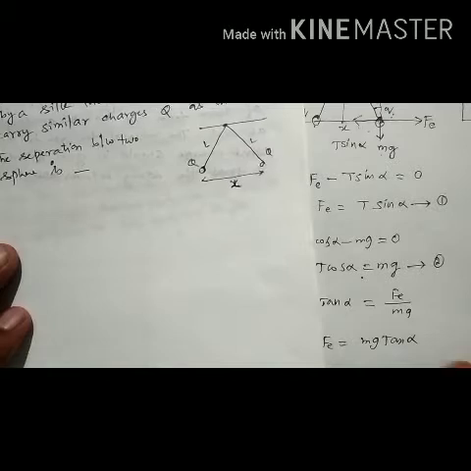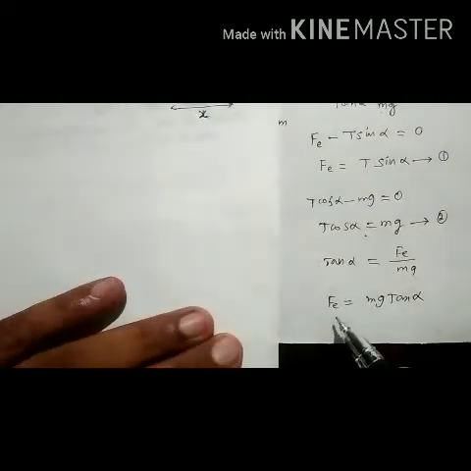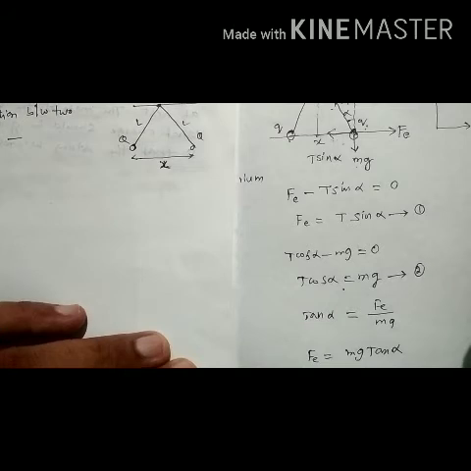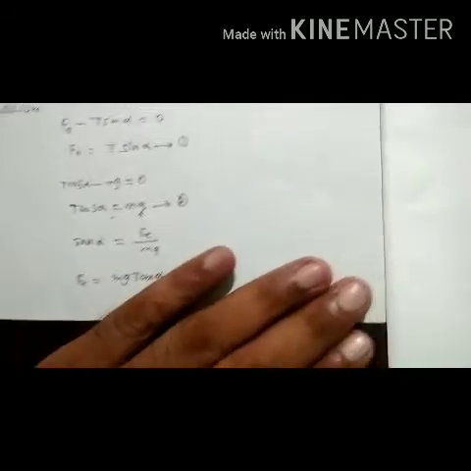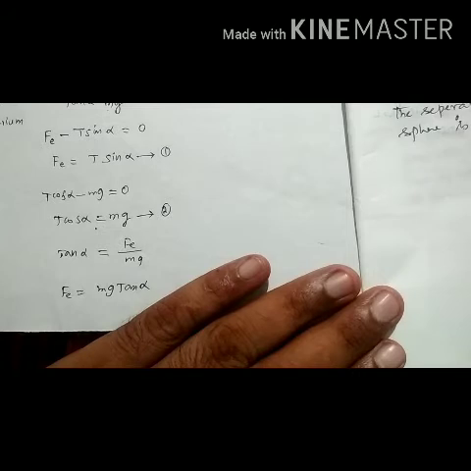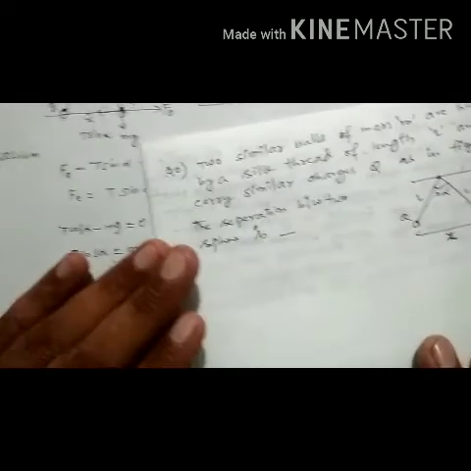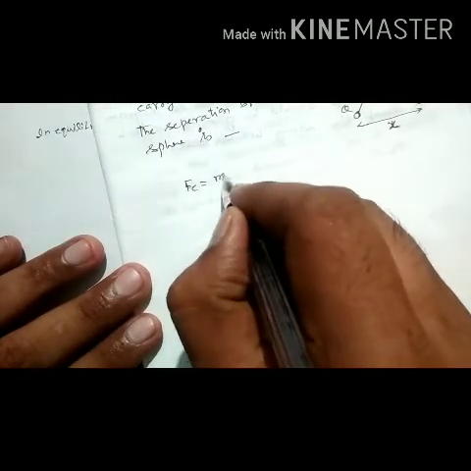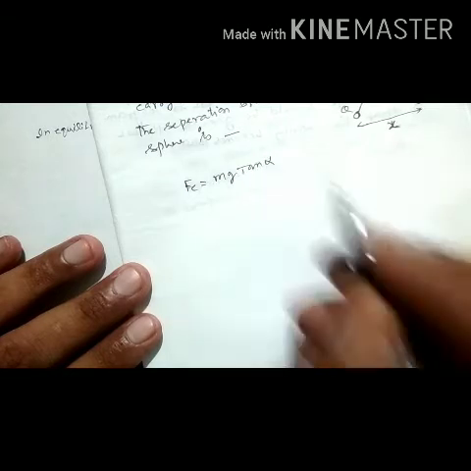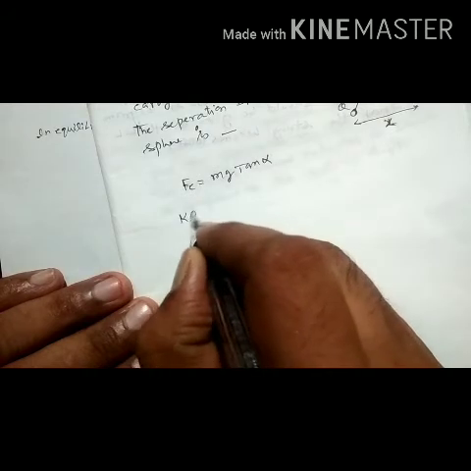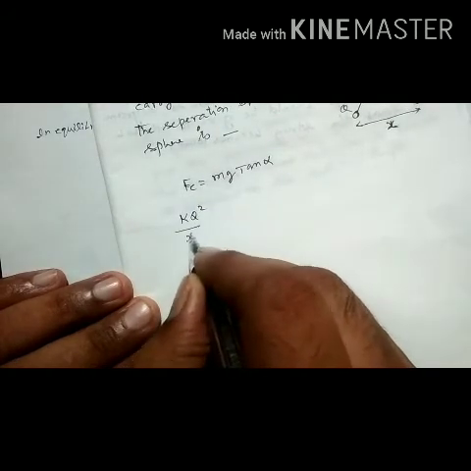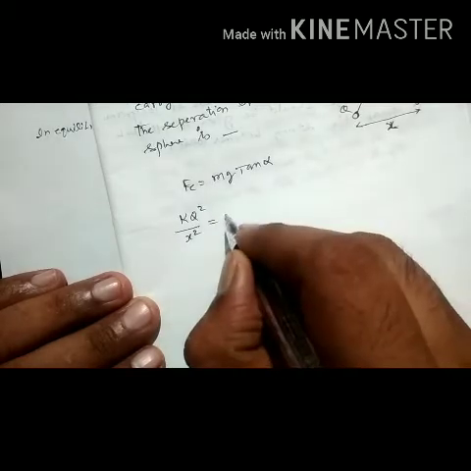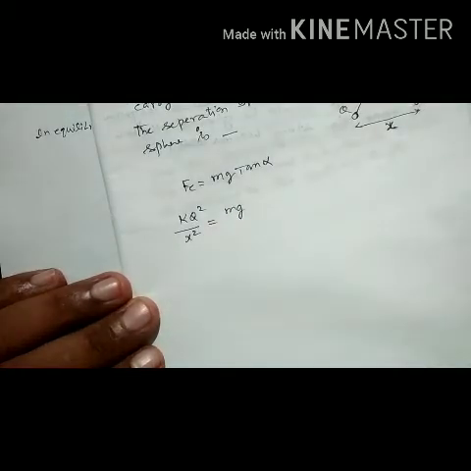So meanwhile, if you observe, we have already calculated Fe. If I consider this as 2 alpha, then from the tangent law, Fe is equal to mg tan alpha. So what is Fe? It is k q square by x square, where x is the displacement, equal to mg tan alpha. Now, what can we write for tan alpha?